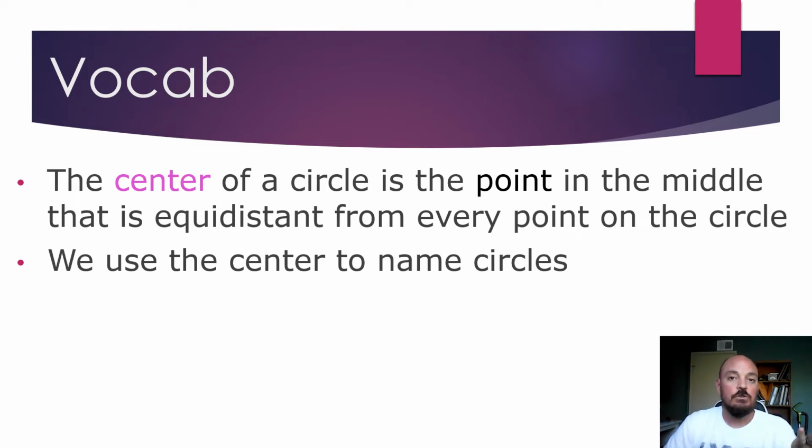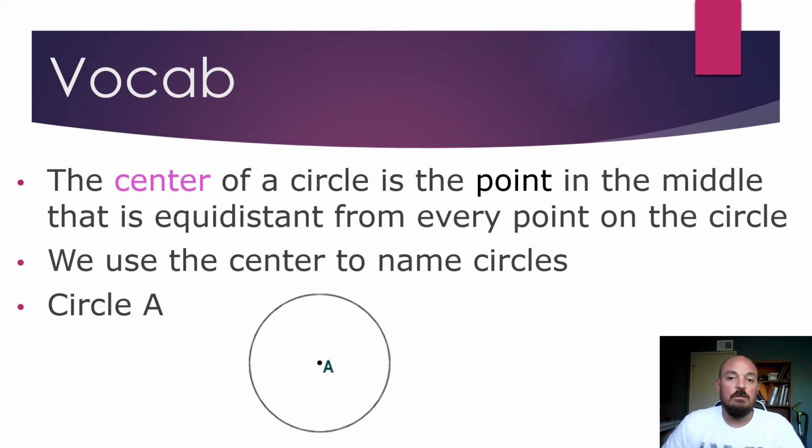We also use the center to name our circles. So for example, right here, I would call this circle A. It's one of the easiest things to name. You only need one letter. You don't use 2 or 3 or 4 or anything like that. One letter names a circle, and you just want to use the point that is right smack in the middle.